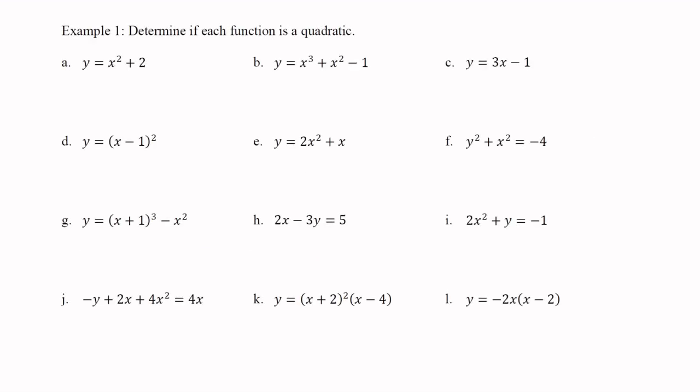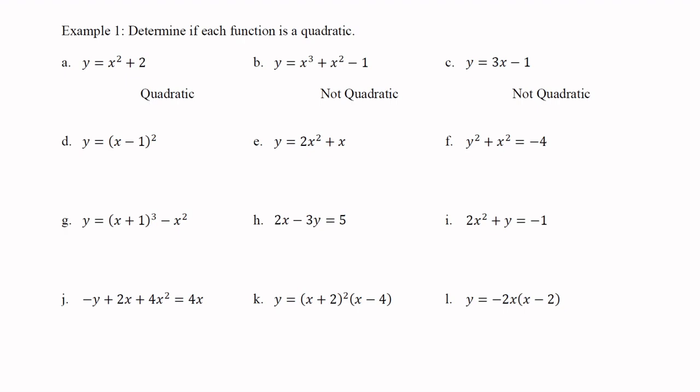So let's determine if each of these functions is a quadratic. For a, we have an x squared term. There are no powers that are higher than the x squared term, so this is a quadratic. For b, there's an x squared term, but there's also an x to the third term. So if you have a power that's higher than 2, it's not quadratic. For c, there is no x squared term. We have 3x minus 1. This is actually linear, so it's not quadratic.